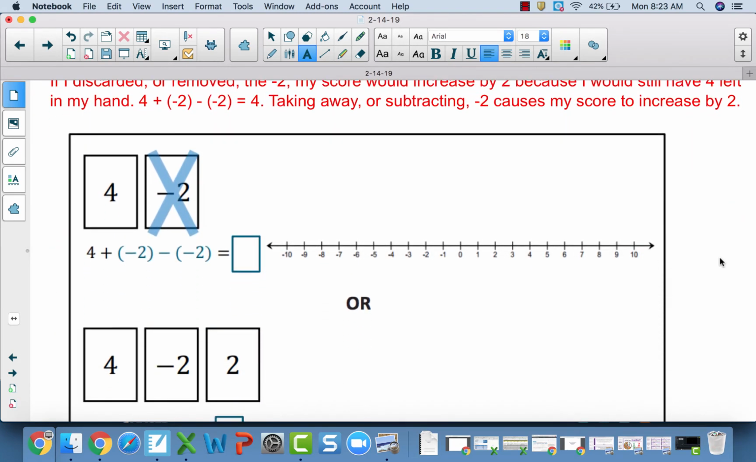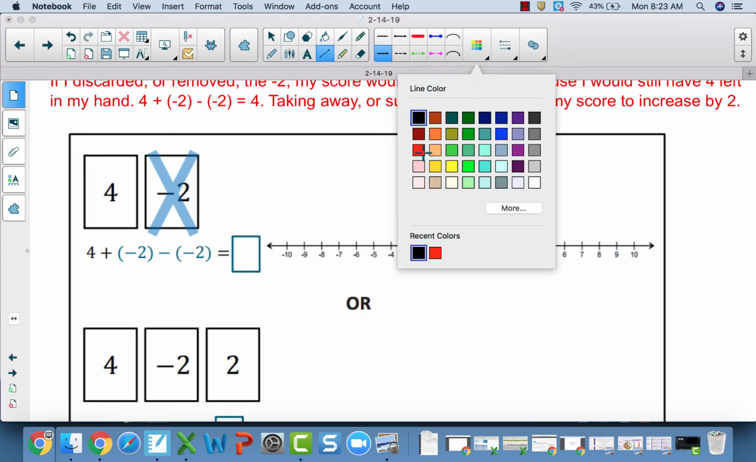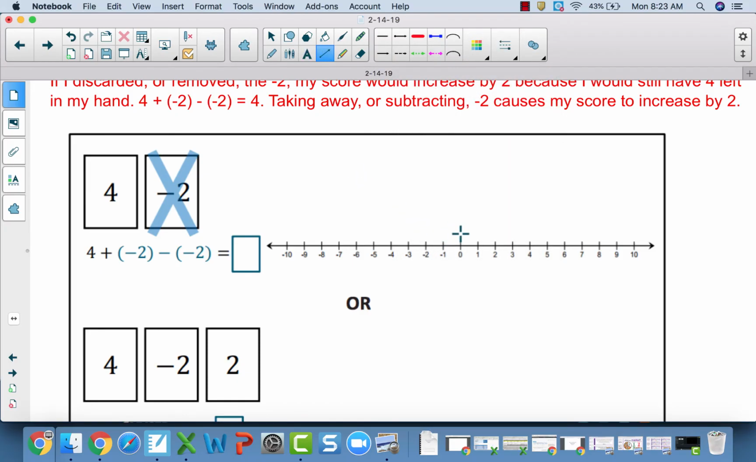All right, moving down. 4 plus negative 2 minus negative 2. So let's try and model this one now on our number line. So we're going to start by creating our vector at 4. Then my second vector would go back negative 2. And then it's telling me to subtract away this negative 2.